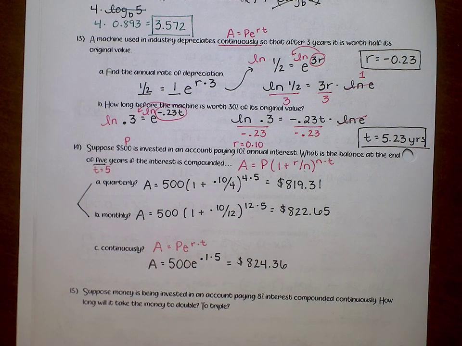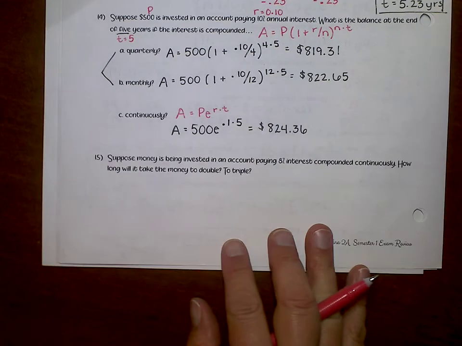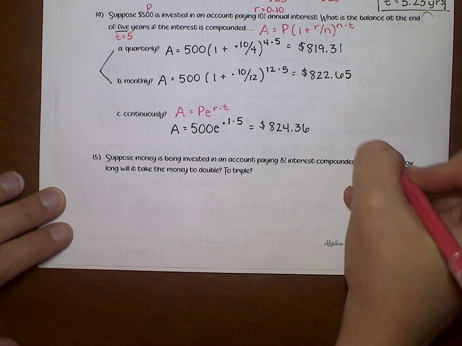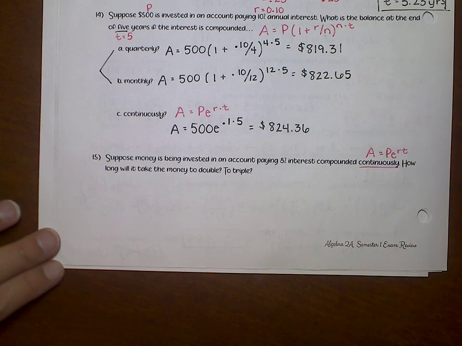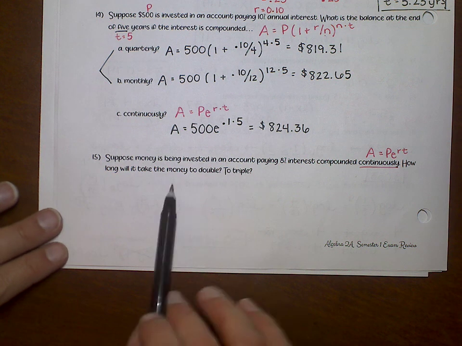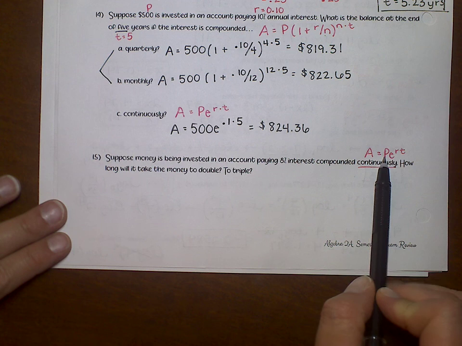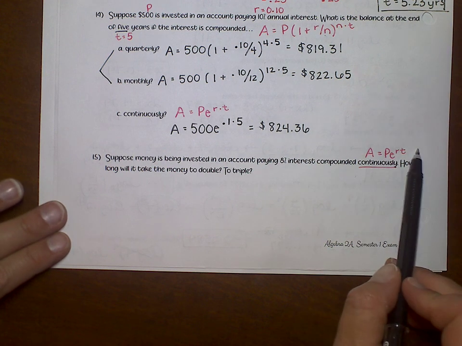Okay. So let's see. Money being invested in an account paying 8%, compounding continuously. How long will it take the money to double and to triple? Okay, so once again, I see that word continuously in here, which means I'm using PERT, right? And I'm going to use the same idea that I used in number 13, that if I want my money to double or to triple, I could pick a number for P and then double it and make that A. And then I'm going to end up solving for T up here.